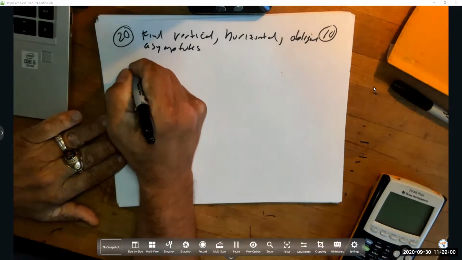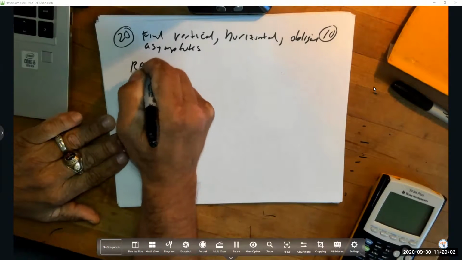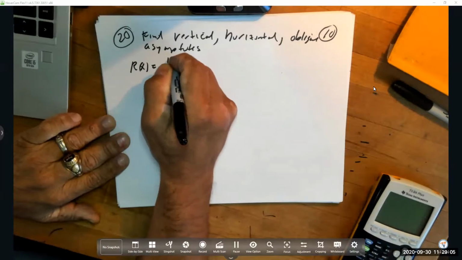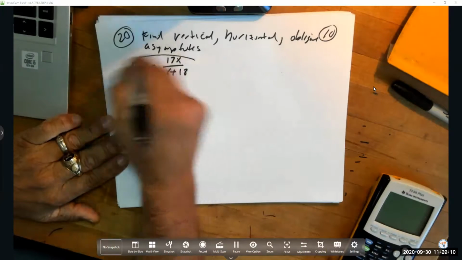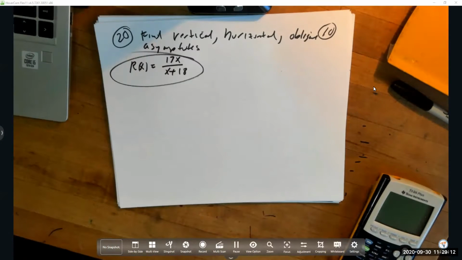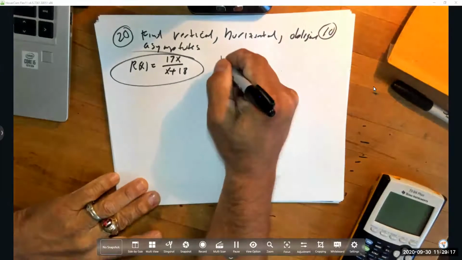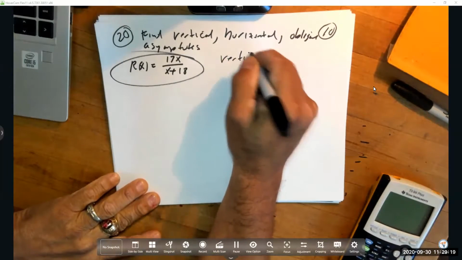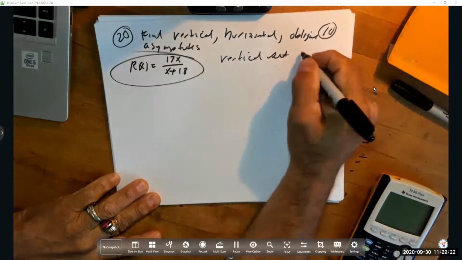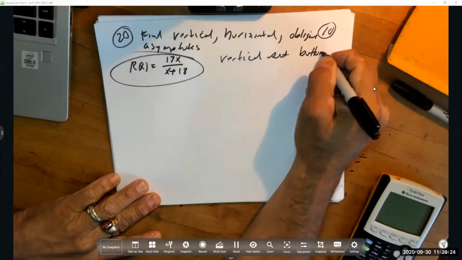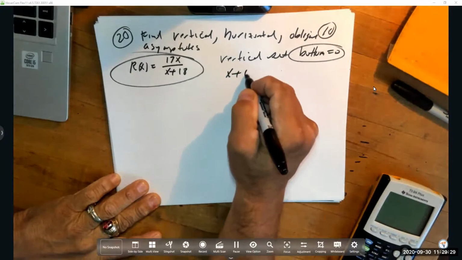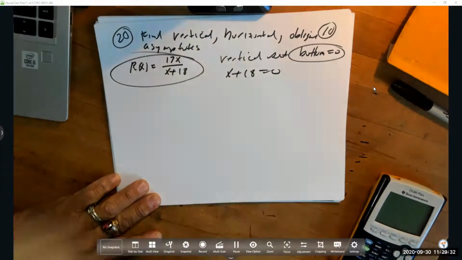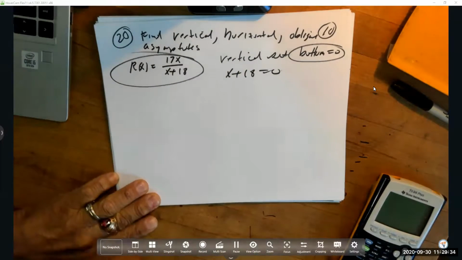Don't worry about all these names. All right, this is it. I'm going to give you a problem. It looks like this: 17x over x plus 18. So there's the original problem right there. It says find the vertical, find the horizontal, find the obliques. Vertical, all that means is you set up whatever's on the bottom equal to 0. So in the bottom, I have x plus 18 equals 0. Is everybody okay right there? What's on the bottom? x plus 18.